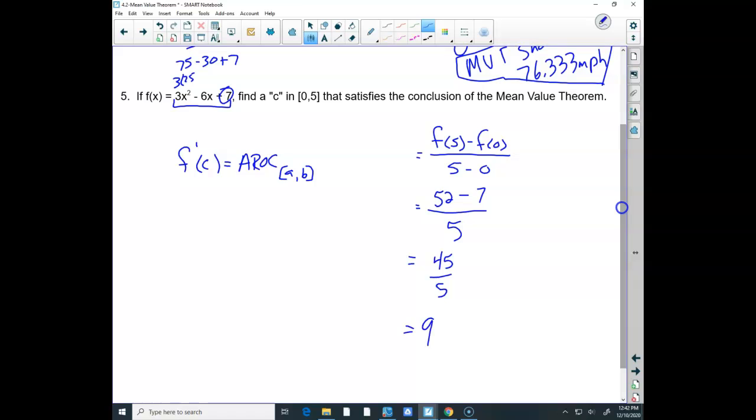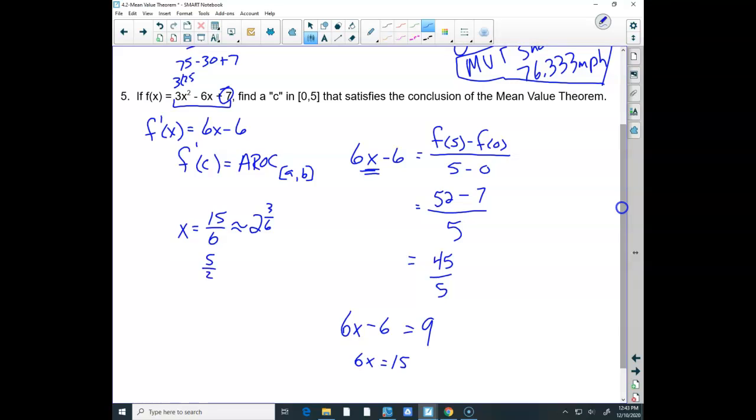Well, we need to know when is f prime of x, which would be 6x minus 6, wouldn't it, equal to 9? What x value equals 9? 6x is going to equal 15. Therefore, x has to equal 15 sixths. 15 sixths is approximately, it's just under 3, isn't it? It's 2 and 3 sixths, or 2.5. 5 halves, so it's going to be 2.5.